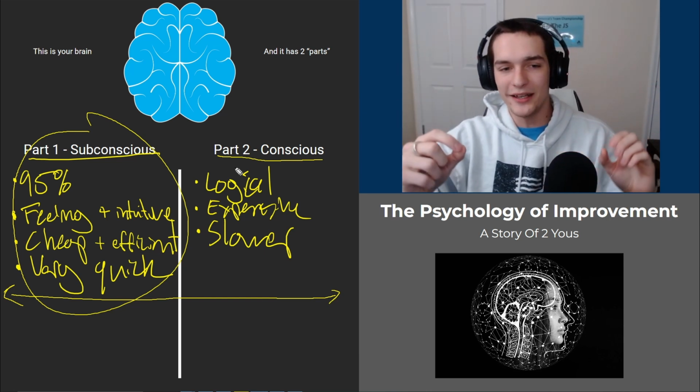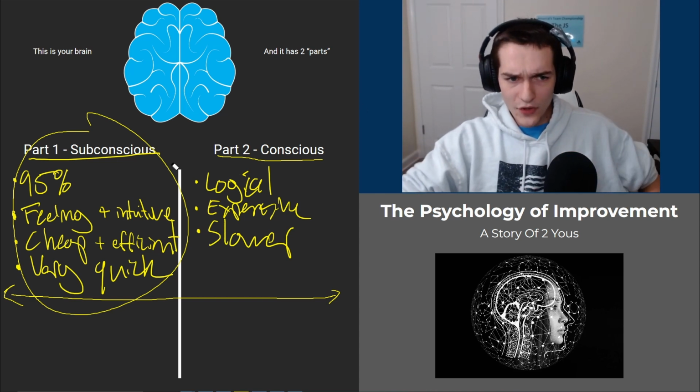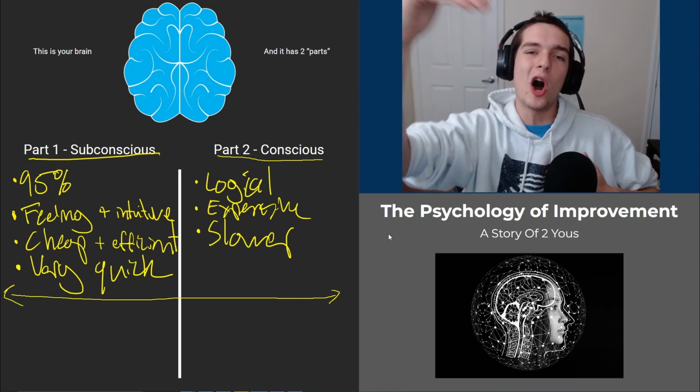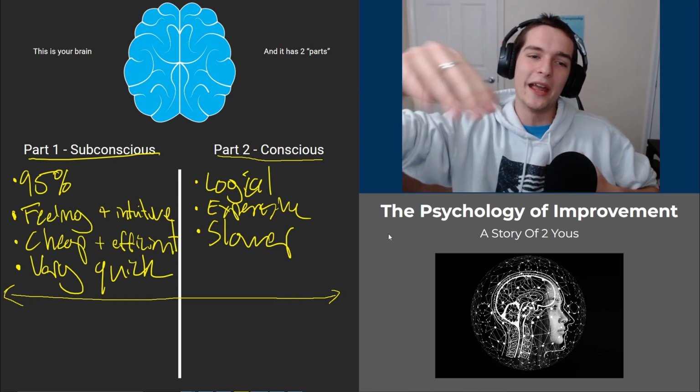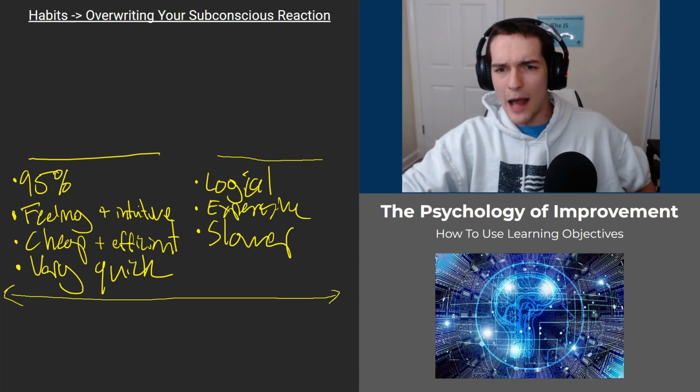And then your conscious brain can interject when we have our learning objectives. Now, that's what a learning objective is going to be. It's going to be opportunities for our conscious brain, our System 2 part of our brain, to interject. So let's go ahead and talk about habits now.